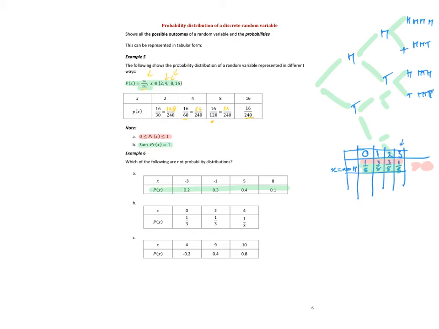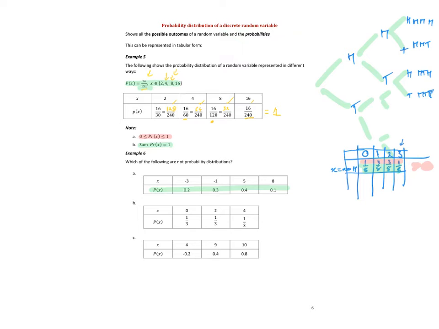So if that's right, if I add up all of them, 128 plus 64 is 192, plus 32 is 224, plus 16 is 240. They all add up to 1. They're all greater than 0, so that's a probability distribution, and it's a rule for a probability distribution.